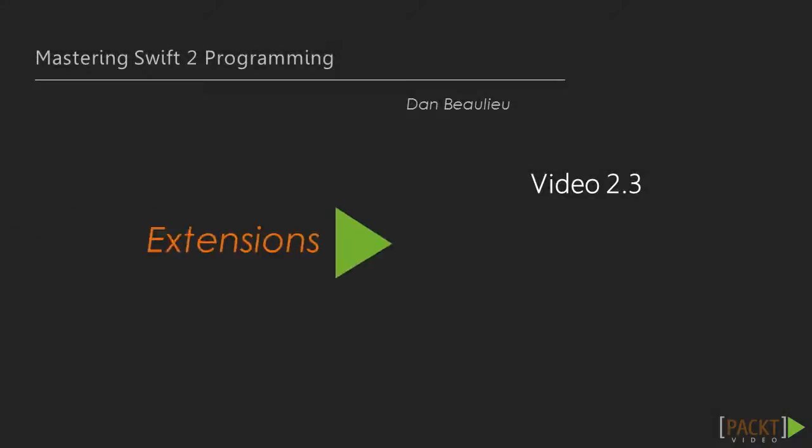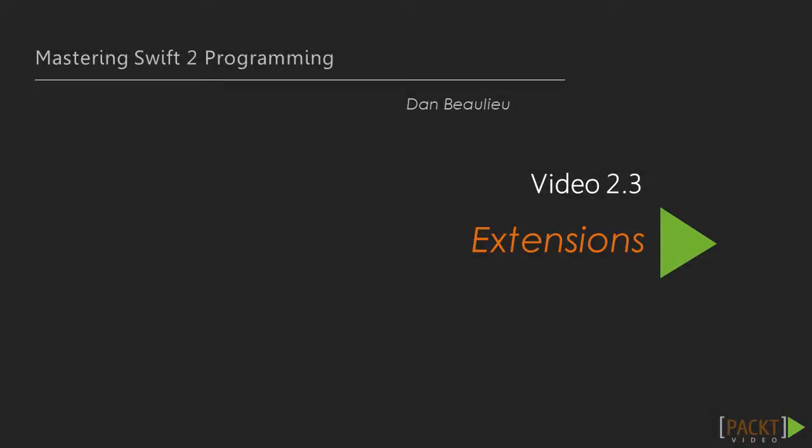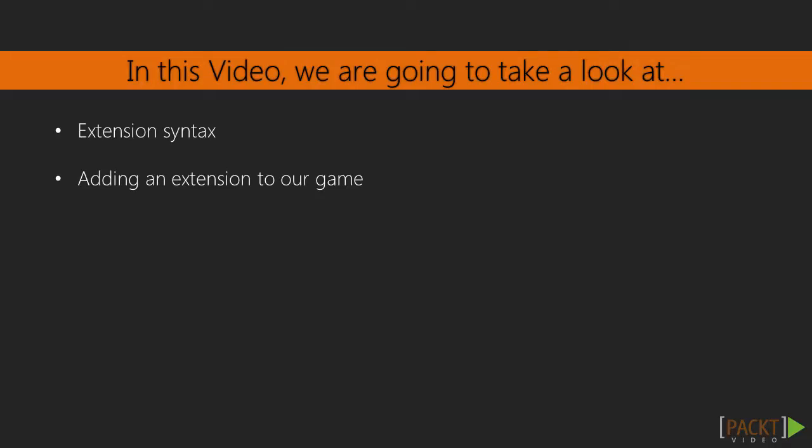In the previous video, we pulled some logic out of our initializer and into its own closure. As we did, we explored function value types. In this video, we're going to take a look at one of the most useful features in Swift, extensions. They offer us the ability to extend any class, enum, or protocol, even if the source code is not available to us.